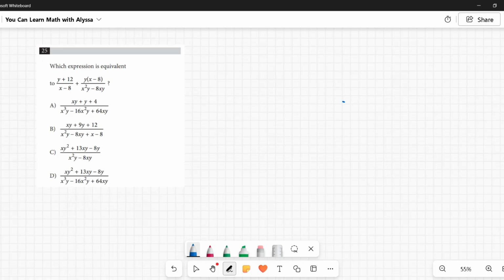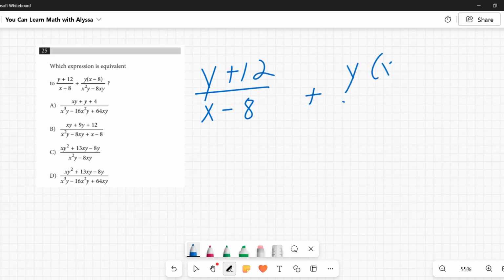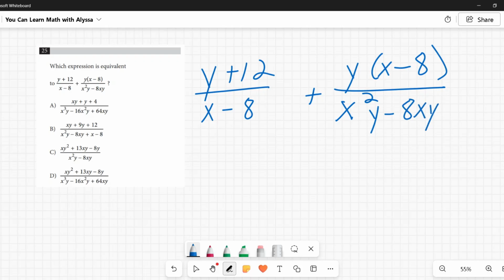All right, so on the left, I have my (y + 12)/(x - 8). And on the right, I have y times (x - 8). That 8 went crazy as my stylus jumped. There we go. Over x²y - 8xy. So I have two things I need to do. I need to simplify that, or distribute that, I should say. And then I need to make these two match.